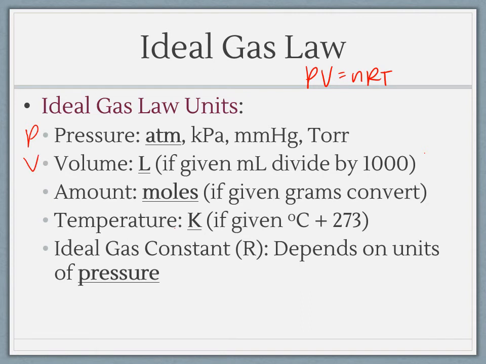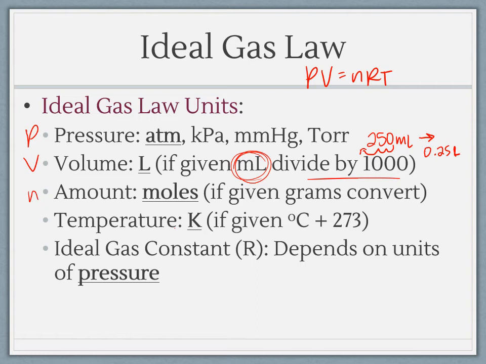Something to remember, sometimes we might be given volume in milliliters. So to convert milliliters to liters, we would just divide by 1,000. So if we were told that we had 250 milliliters of a gas, and we wanted to plug that into the ideal gas law, we have to convert it to liters. So that's going to be 0.25 liters. I'm just moving the decimal over 3 places, dividing by 1,000.